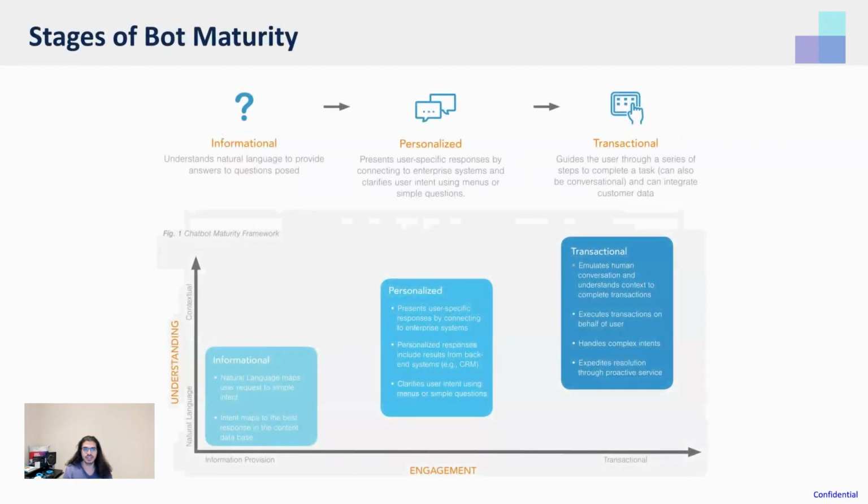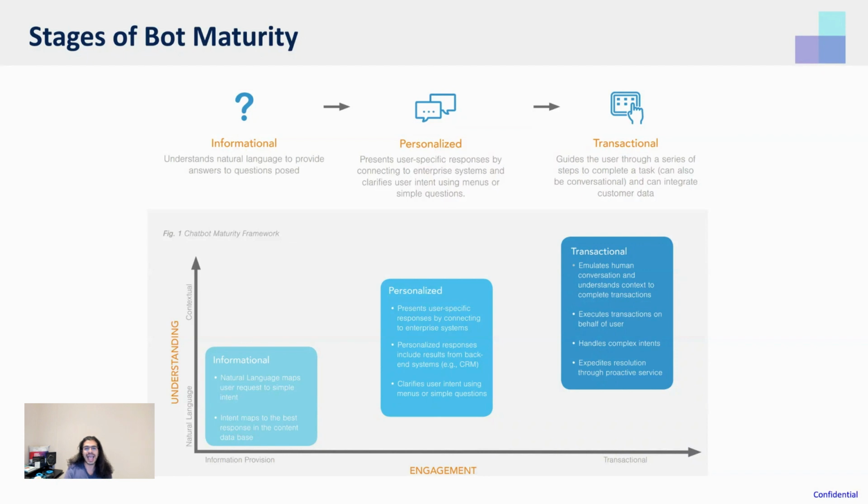So first, let's look at the stages of bot maturity. It starts off with informational bots. These are bots that understand natural language to provide answers to questions. So think of it as Q&A. Personalized bots are the second level, which present users with specific responses by connecting to enterprise systems. So think of it like asking a question like, what's my vacation balance? And finally, transactional bots, which are probably the most complex, and they emulate a human conversation to collect information and be able to submit a request on your behalf.